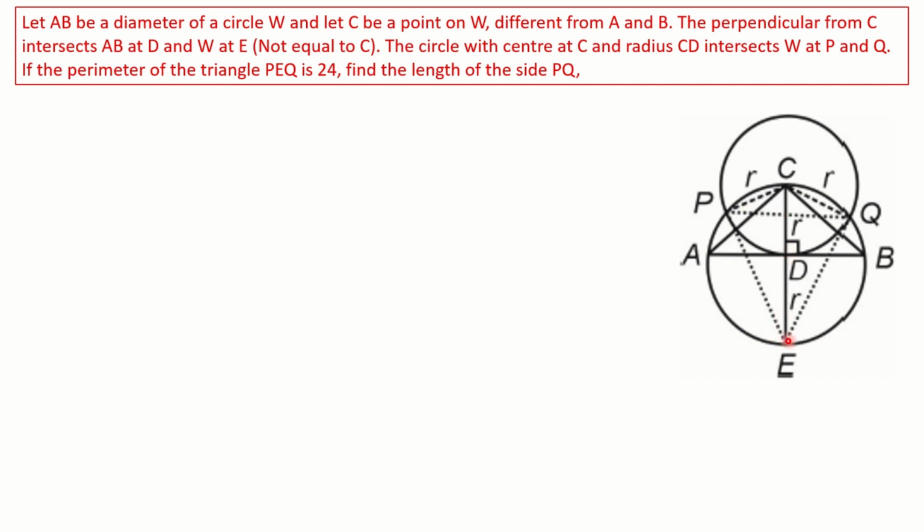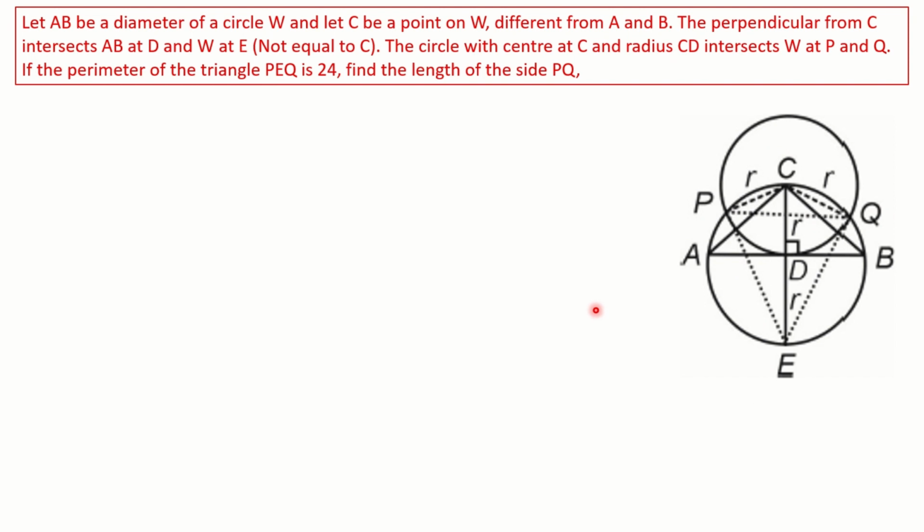It meets the circle W at E. There is another circle drawn with center at C and CD as radius, which intersects the first circle at P and Q. If the perimeter of the triangle PEQ is 24, find the length of the side PQ. PQ we need to find.